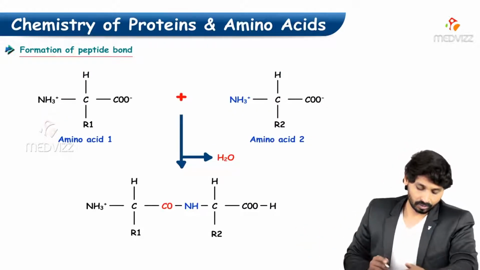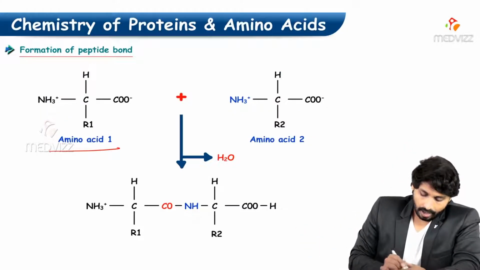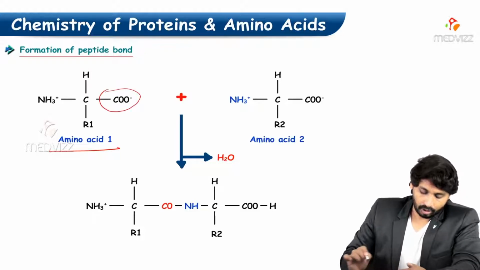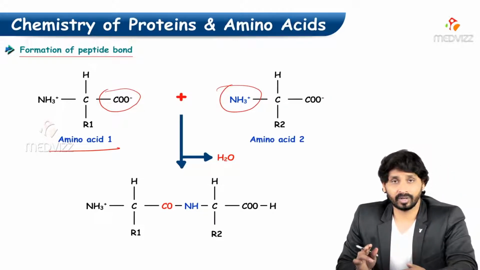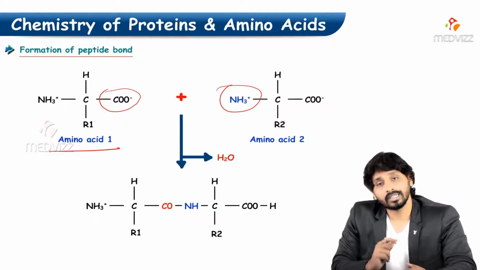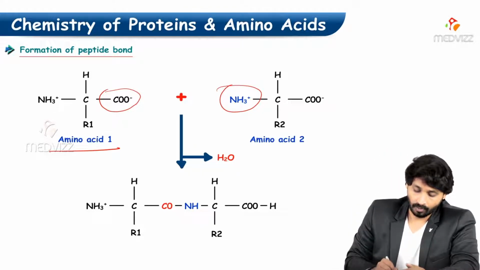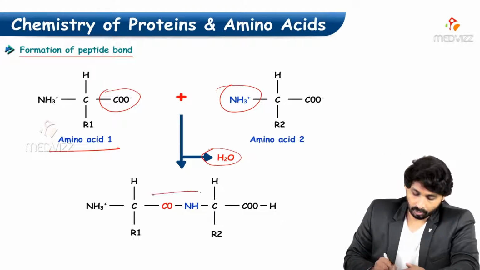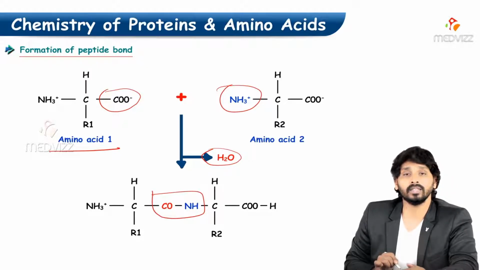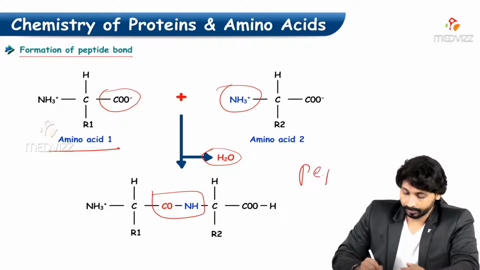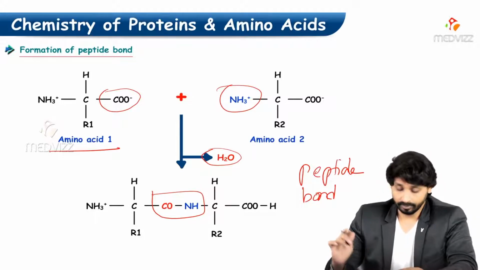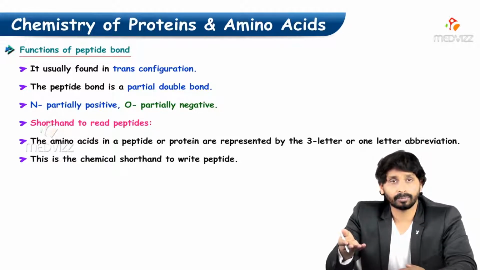So, the peptide bond in the picture you see here: the carboxylic group of the first amino acid and the amino group of the second amino acid, with removal of a water molecule, form a carboxyamide linkage, or carbamide linkage. That is known as the peptide bond. So what are the features of the peptide bond?